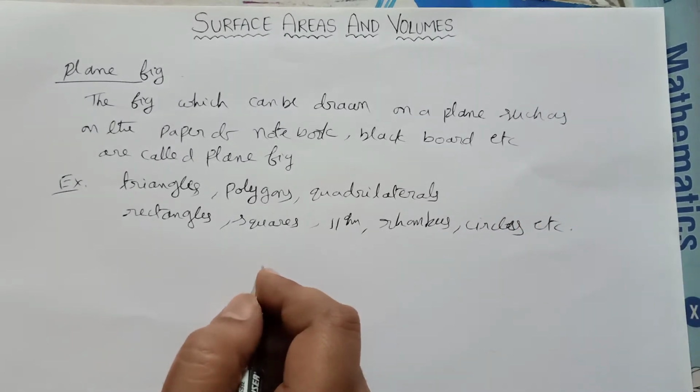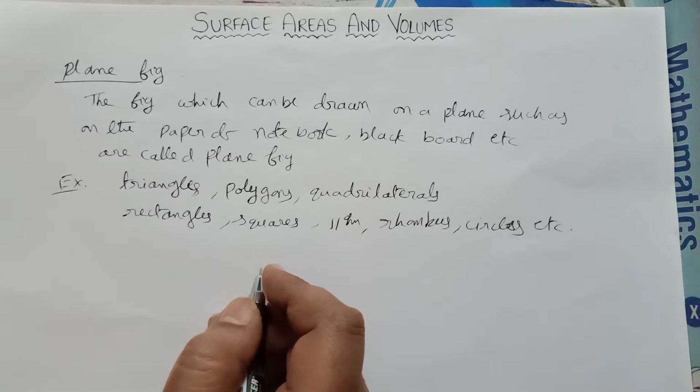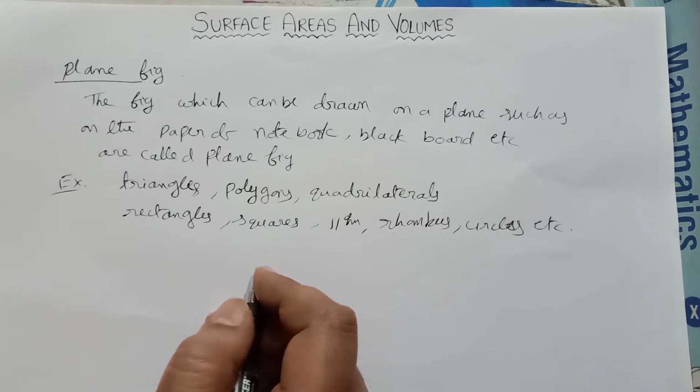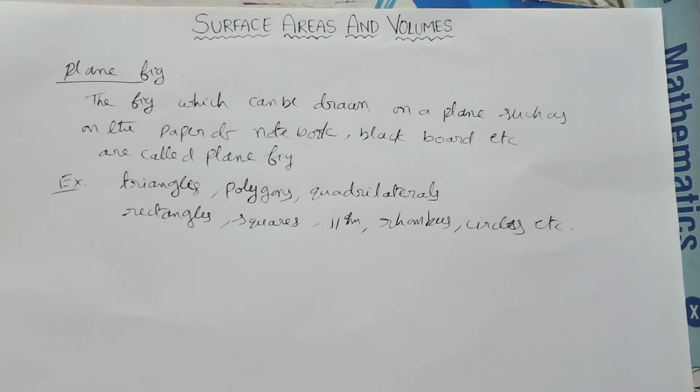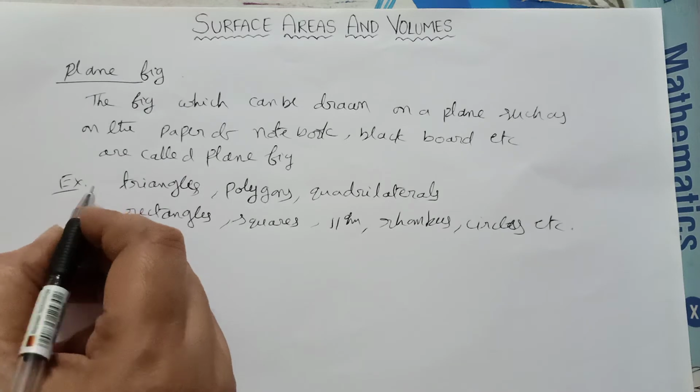Once we'll recall the formulas, that is the perimeters and areas of these plane figures. What is a perimeter? The measure of the boundary of the plane figure is called perimeter. So what is a perimeter?